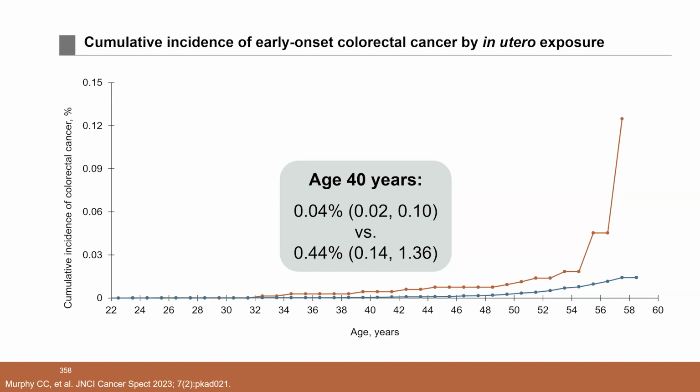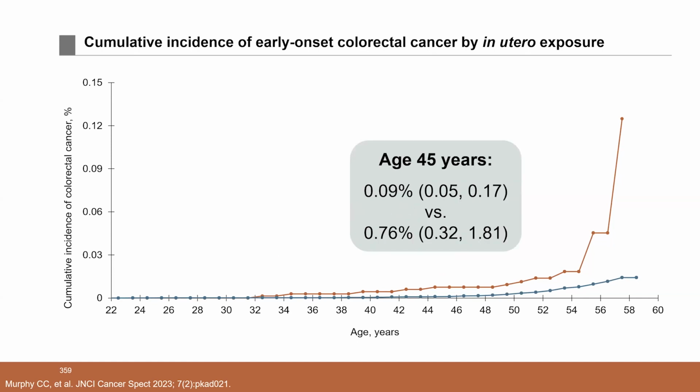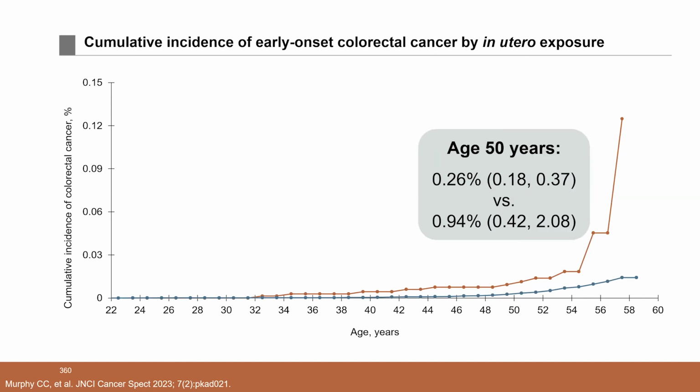Now, this difference in risk associated with in utero exposure persists across age. For example, by age 45, risk is 0.09% in the unexposed compared to 0.7% in the exposed. And similarly, by age 50, risk is about 0.2% in the unexposed compared to 0.9% in exposed offspring.